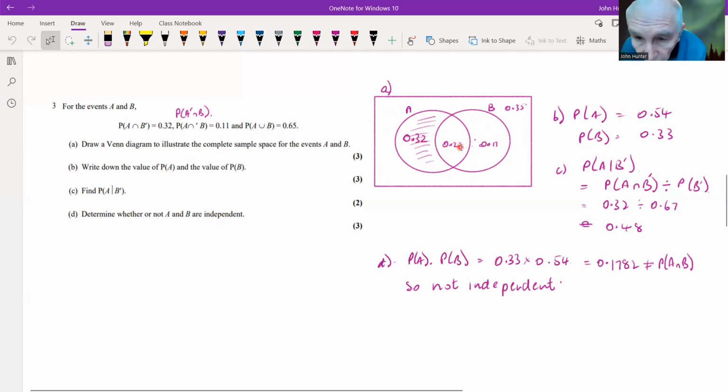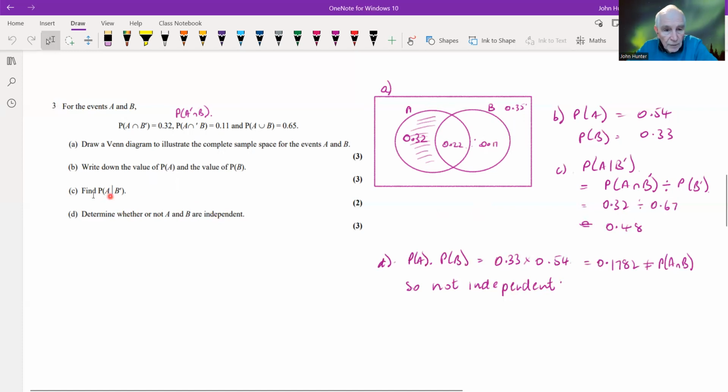Okay, so we're just using a bit of deduction really to go through and work out the numbers. Now, having known that, we know everything within this box adds up to 1. So therefore, this must be 0.35 here. Okay, so we've got our Venn diagram to illustrate the complete sample space for the events A and B. We've done that. We more or less just read off the other answers. Write down the value of probability of A and the value of probability of B. Well, A is these two, that's 0.54. Probability of B is these two, which is 0.33.